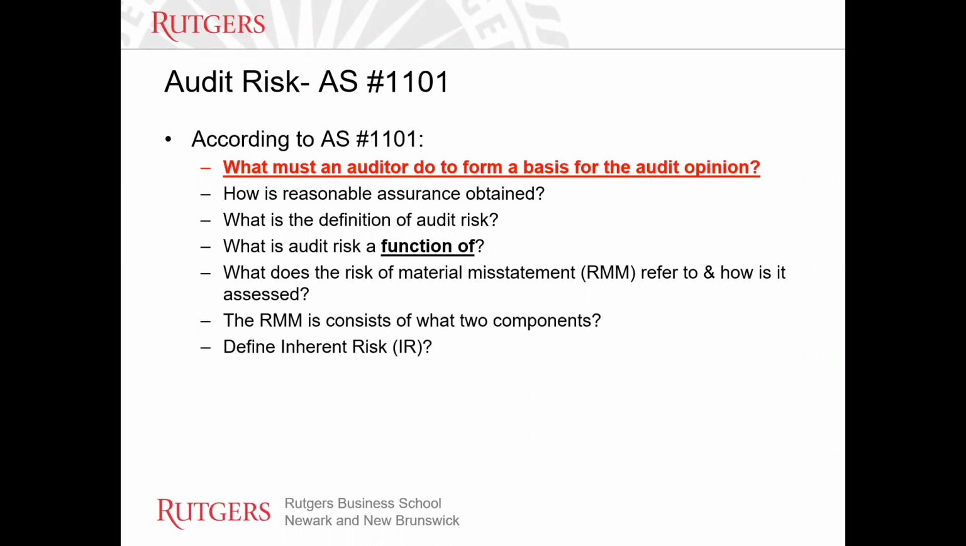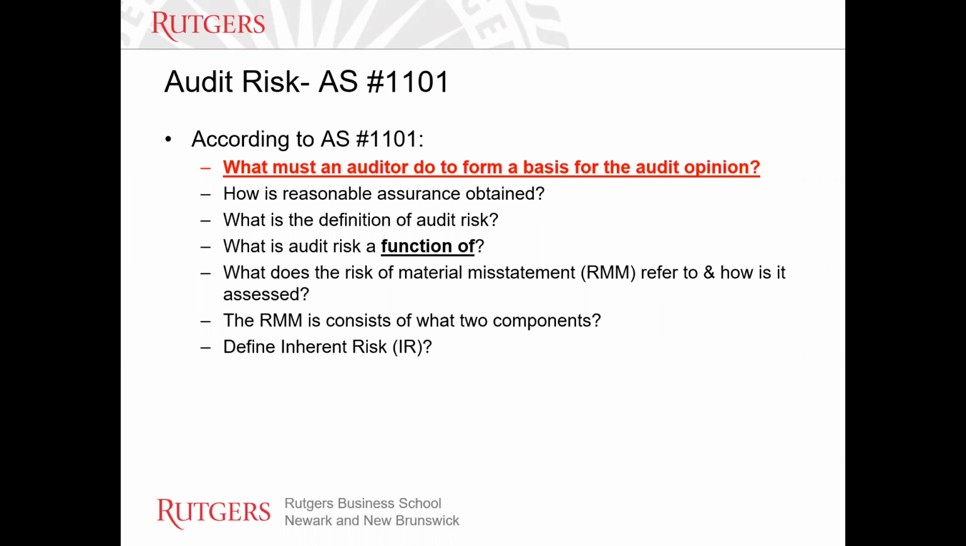So the audit risk model, before we get into that, we really have to understand what audit risk is. And so we're going to explore PCAOB standard 1101. According to this standard, what must an auditor do to form a basis for their opinion? Nikki said that an auditor has to plan and perform an audit. That makes sense. Can't have an audit opinion if they didn't do an audit. We know auditing is a systematic process, so there should be a plan, right?